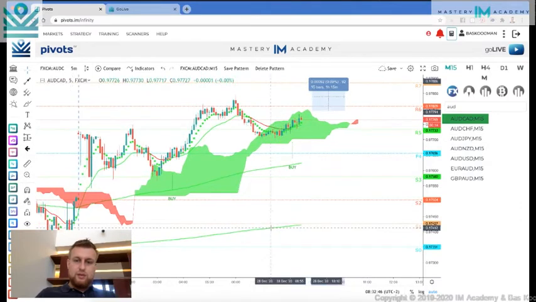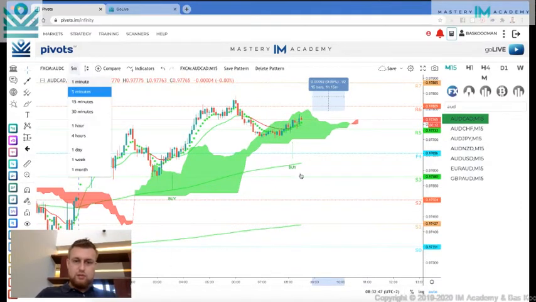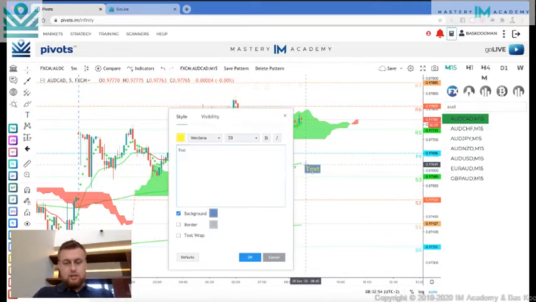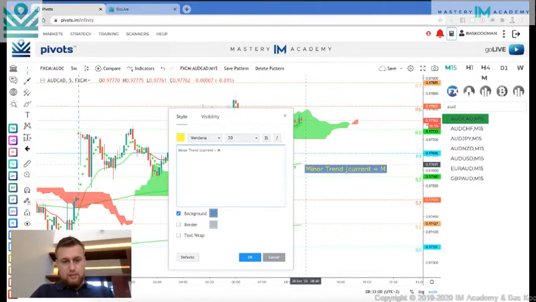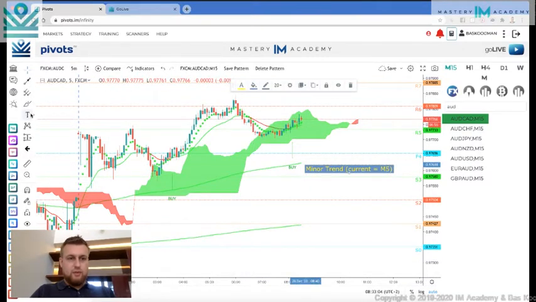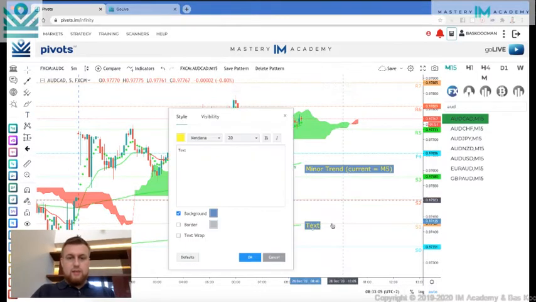Now, if we want to have an even better look, just to conclude, here we have the 5-minute trend line. This is the current trend line, the minor trend. Current is M5. Now the line that you were looking at before as the minor trend line is now the major trend line.